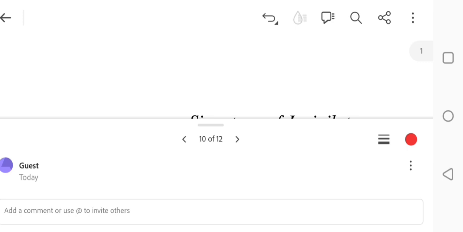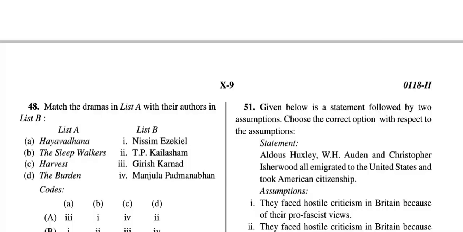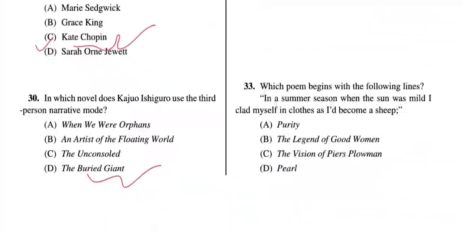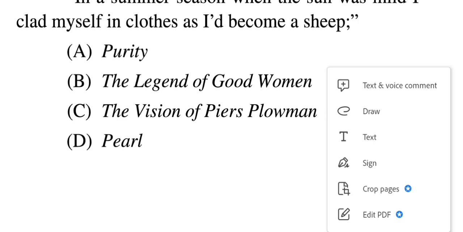Okay, we have reached question number 32, right? Now let's go to solve number 33. It says, which poem begins with the following lines: In a summer season when the sun was mild, I clad myself in clothes as I would become a sheep. Purity, The Legend of Good Women, The Vision of Piers Plowman, Pearl, all are important. The correct answer is C, that is The Vision of Piers Plowman.